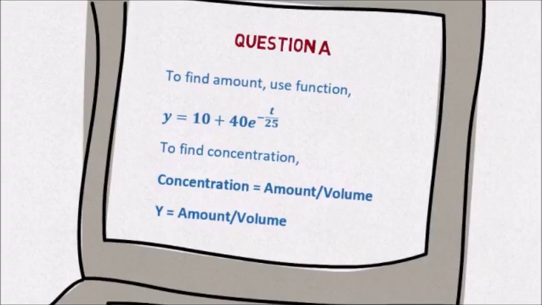Question A. Plotting the graph of amount and concentration. To find the amount, use the function y equals 10 plus 40 exponent negative t over 25. To find the concentration, use the formula concentration equals amount over volume, whereby volume equals 100 meter cube.